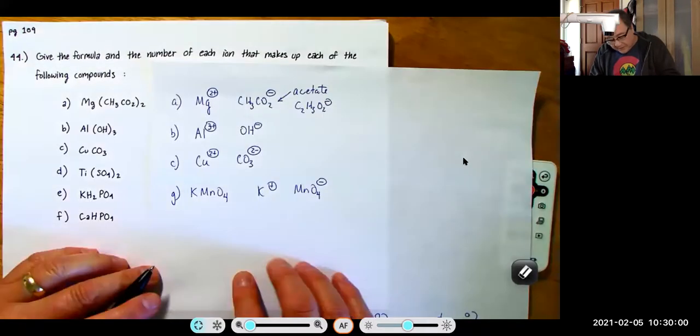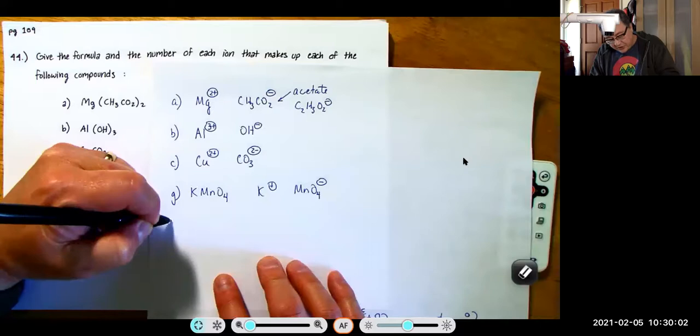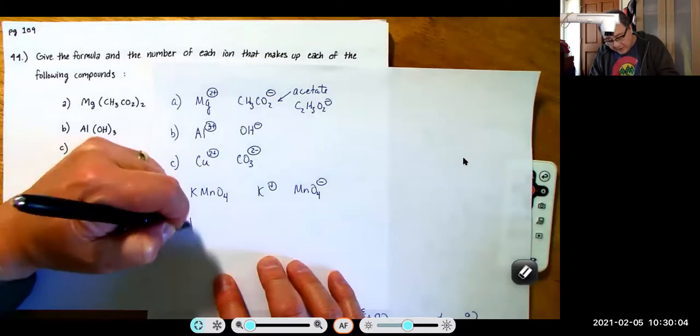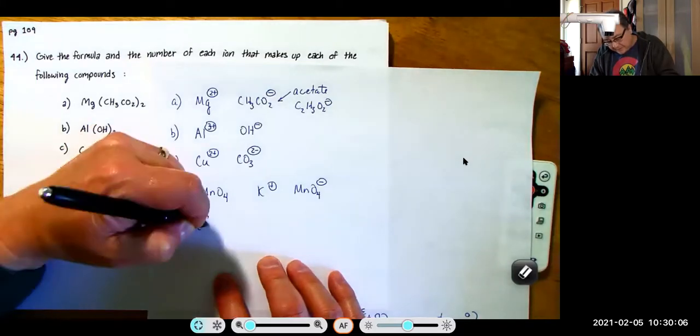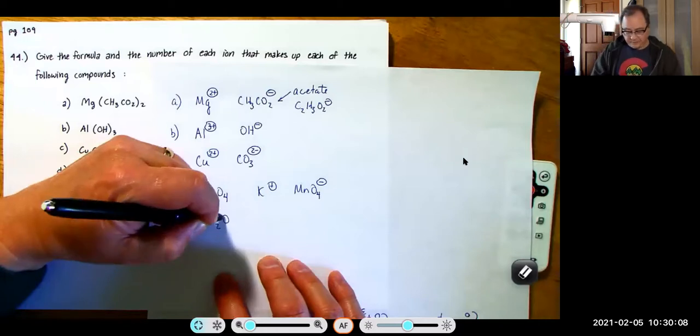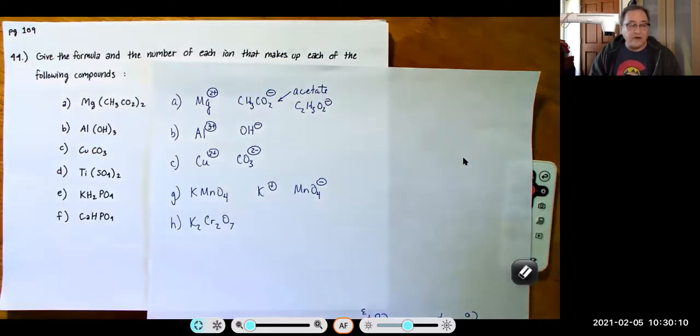So let me give you another one. H. Here is another compound. What are the ions?